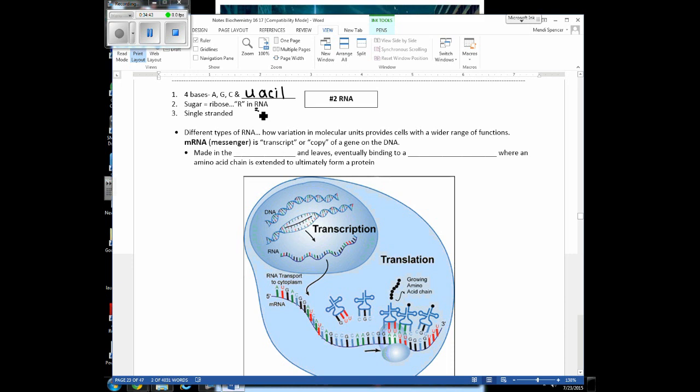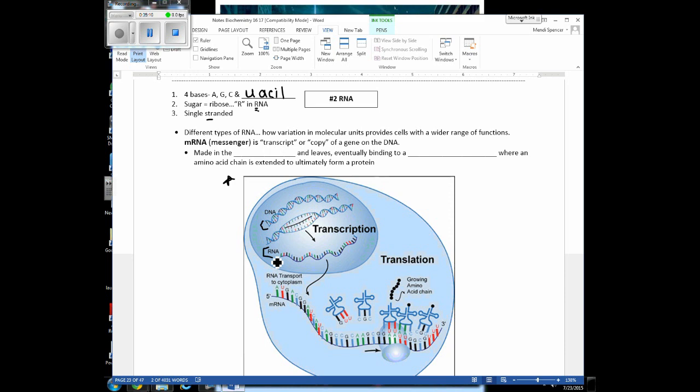Instead of being double-stranded, RNA is single-stranded. So if you look at a diagram, you should be able to tell without even noticing the labels that this molecule is DNA because it's double-stranded, and this one's RNA because it's single-stranded. And again, there's many types of RNA, but that's good because it gives us lots of different variations and lots of different molecules to do different tasks for the cell.